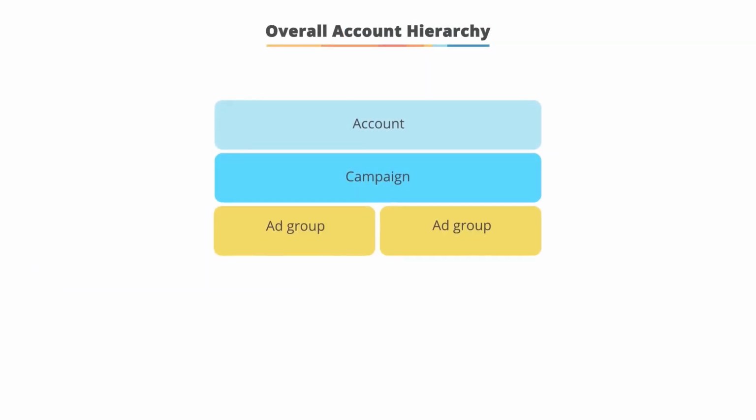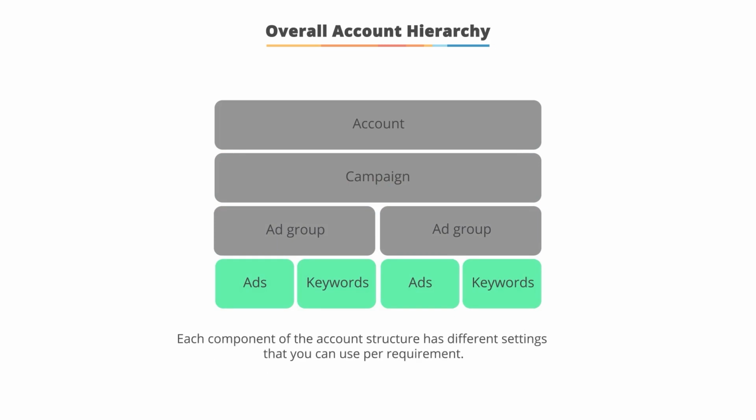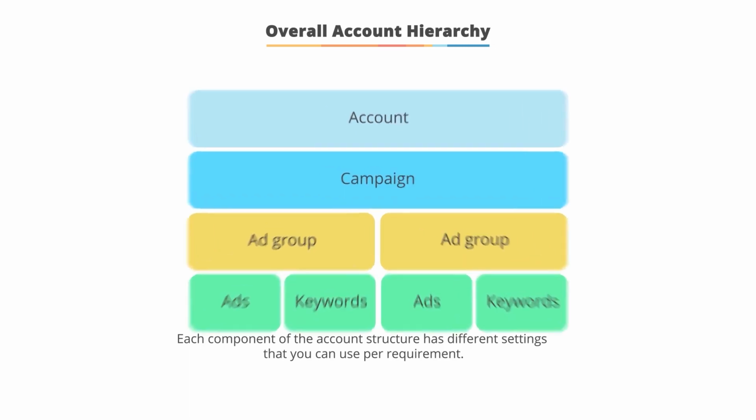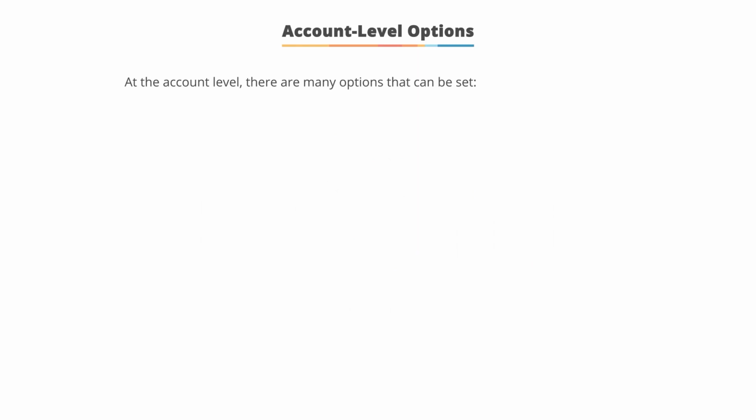So when we look at the overall account hierarchy, it starts where we have an account. Then an account can be made of one or more campaigns. Then each campaign can have one or more ad groups. And then finally, ad groups are a collection of ads and keywords. So as we look at accounts, campaigns, and ad groups, each level has different items you set with it. So we're going to look individually at each of these items to see how you can use various settings at each level.